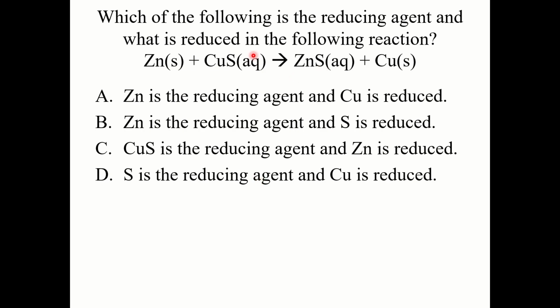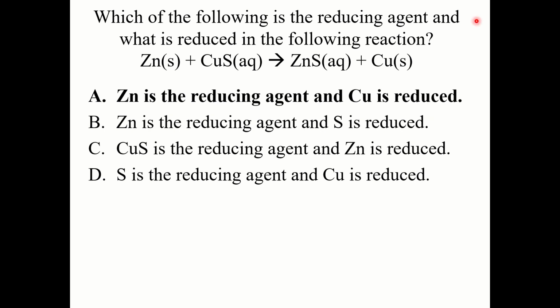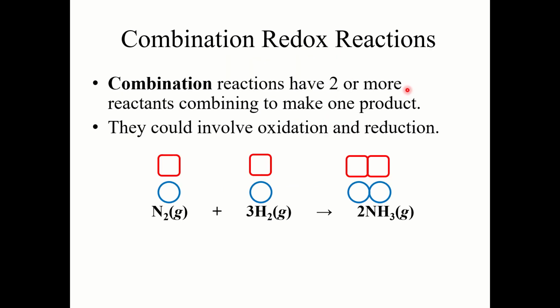All right, let's have you try a knowledge check question. Which of the following is the reducing agent, and what is reduced in the following reaction? This is a single replacement reaction. All right, and the correct answer here is A. Zinc is the reducing agent and copper is reduced. So zinc was oxidized, it went from 0 to +2, so therefore it's the reducing agent, whereas copper is reduced, it went from being +2 to 0.